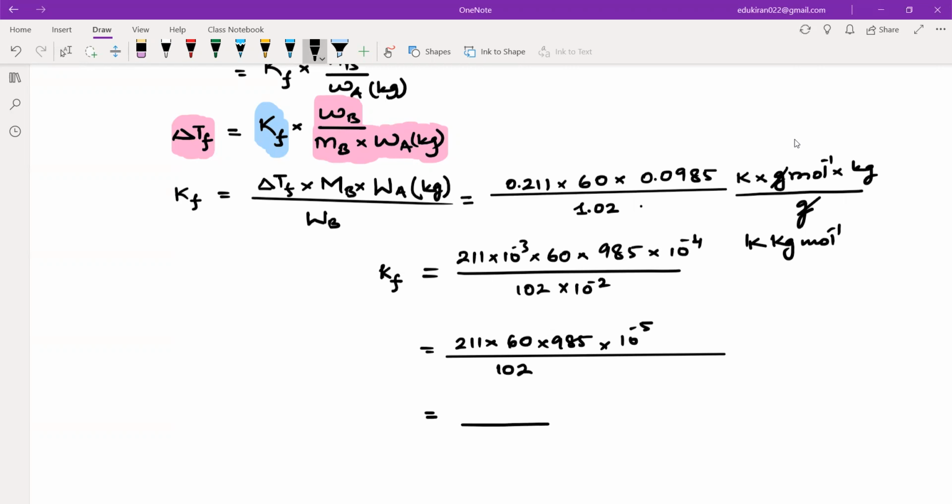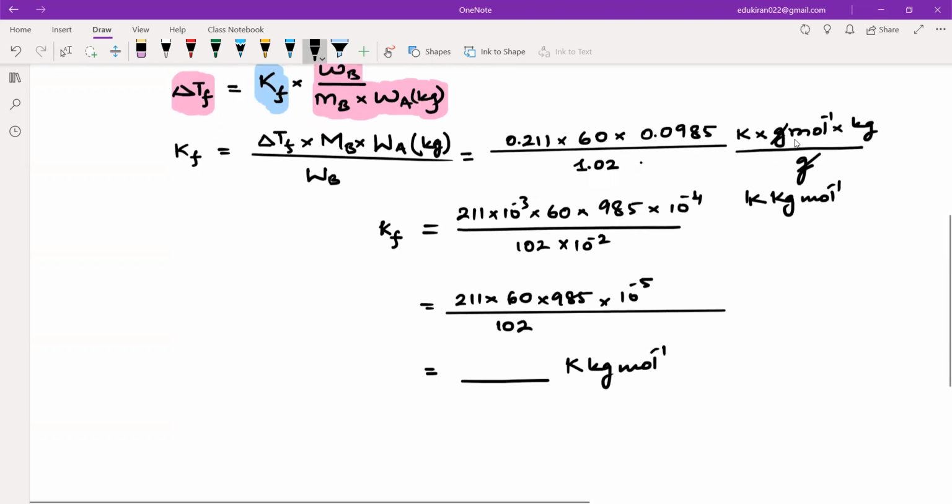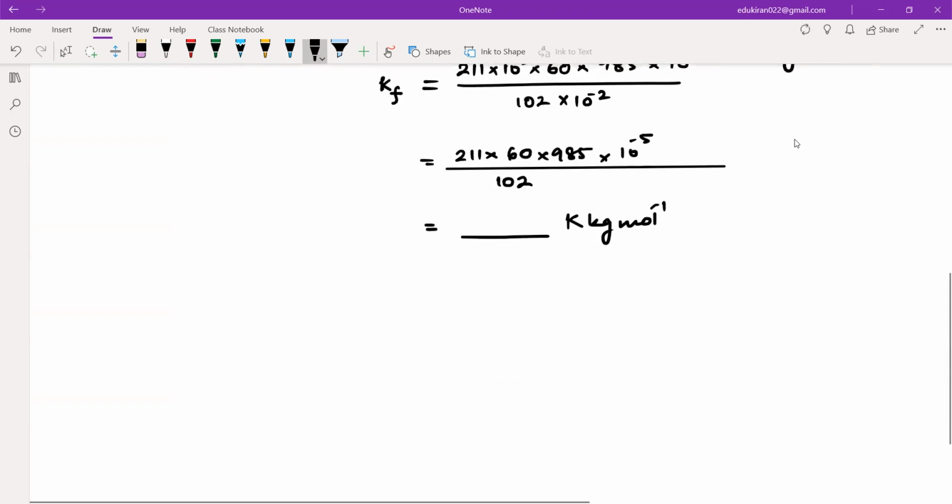You will get some answer. It will be in Kelvin kg per mole. Okay. Those who have got the KF, they can write the case too.